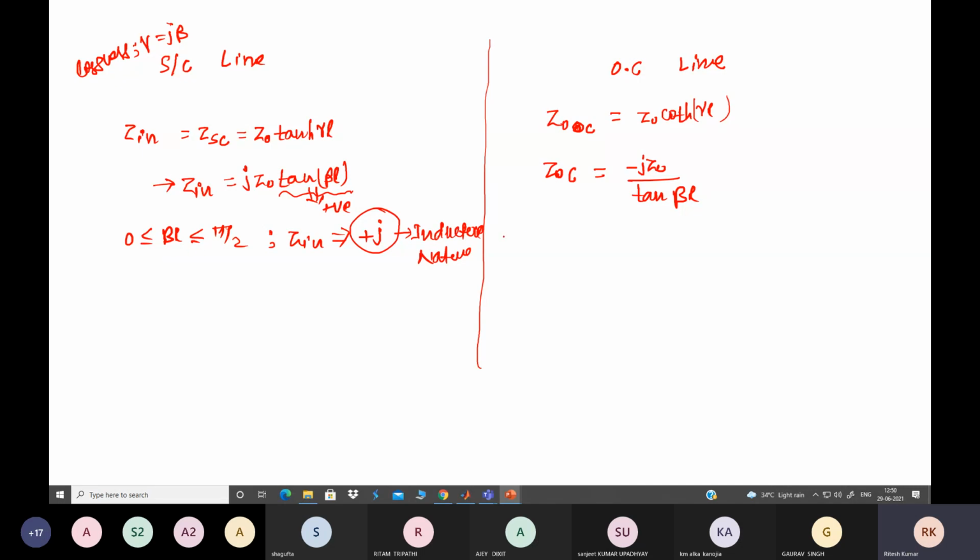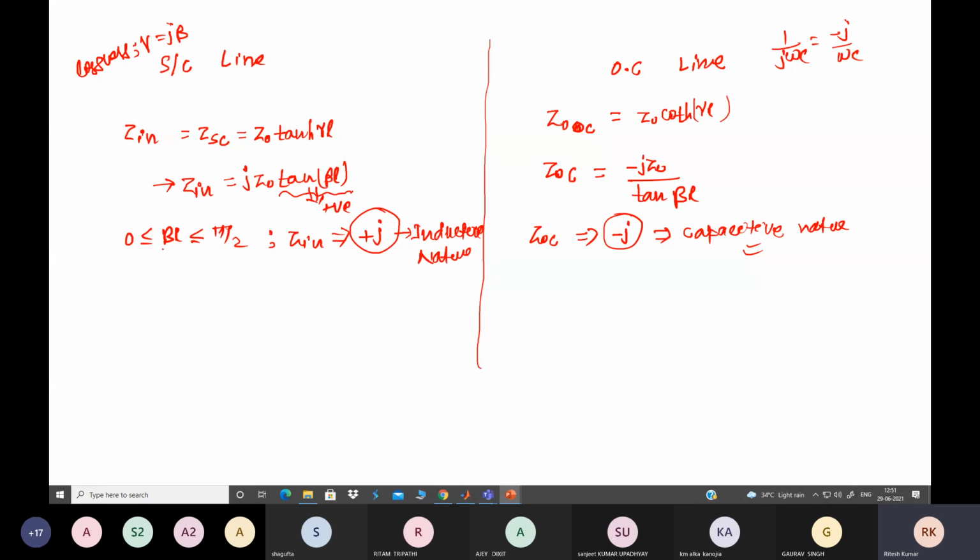And here for the same value, ZOC, we see that it will have minus J, because tan beta L is positive, but in the numerator we have a minus J. So this minus J represents the capacitive nature, because when you calculate the impedance due to capacitance, that is 1 by J omega C, meaning minus J divided by omega C. Therefore it is capacitive nature.